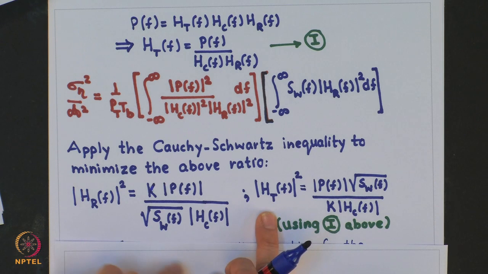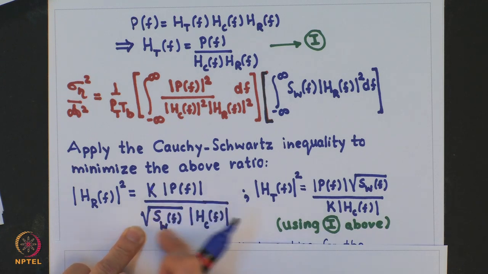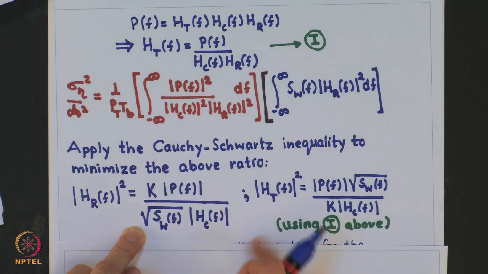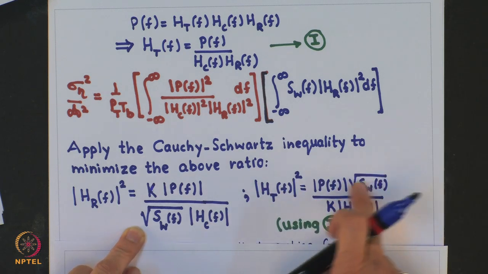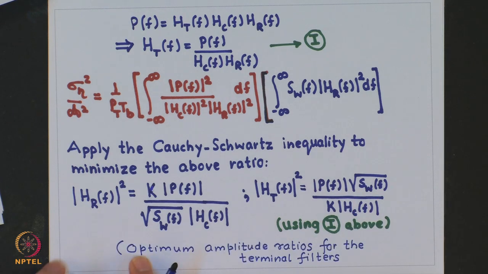Now, this expression shows that at the receiving filter, your noise gets de-emphasized by the root of the power spectral density of the noise on the channel. So, this will affect your PF also. So, your transmitting filter takes care of that. It pre-emphasizes PF by root of the power spectral density. These are the optimum amplitude ratios for the terminal filters which we have designed.